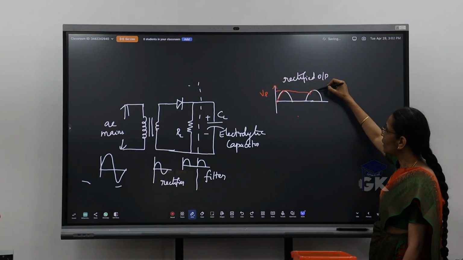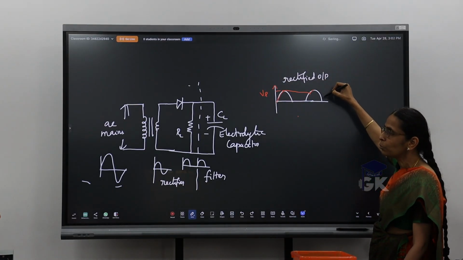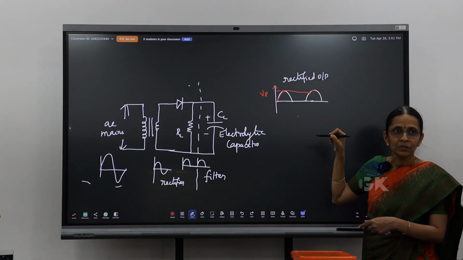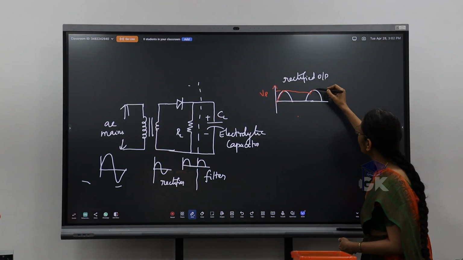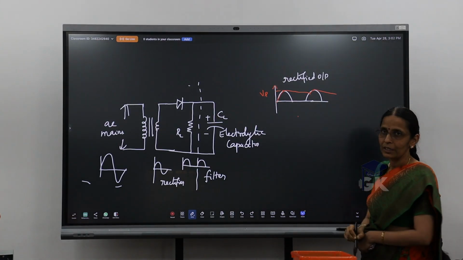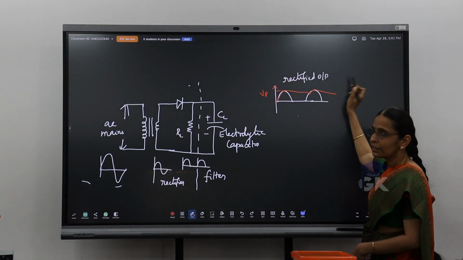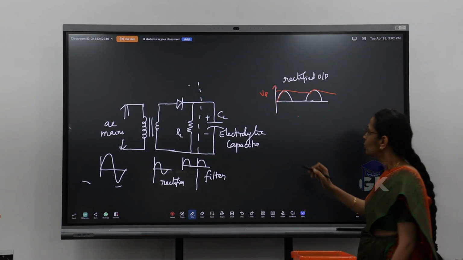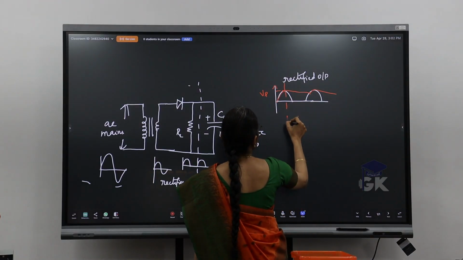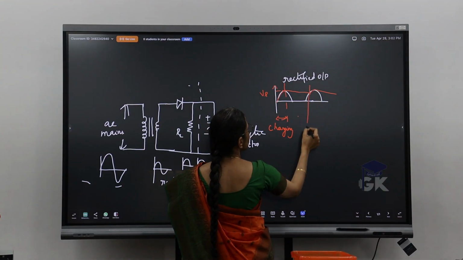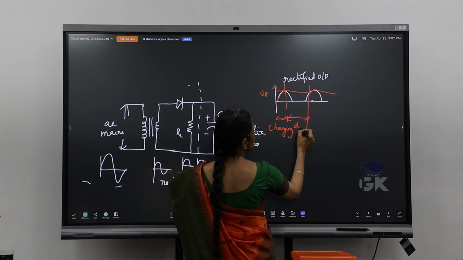So once that peak is obtained, what happens? My input is reducing once again. So what should happen to my capacitor now? Discharge. So it should discharge and go like this, right? So it just charges and discharges basically. So this is nothing but your charging cycle, and this is nothing but your discharging.